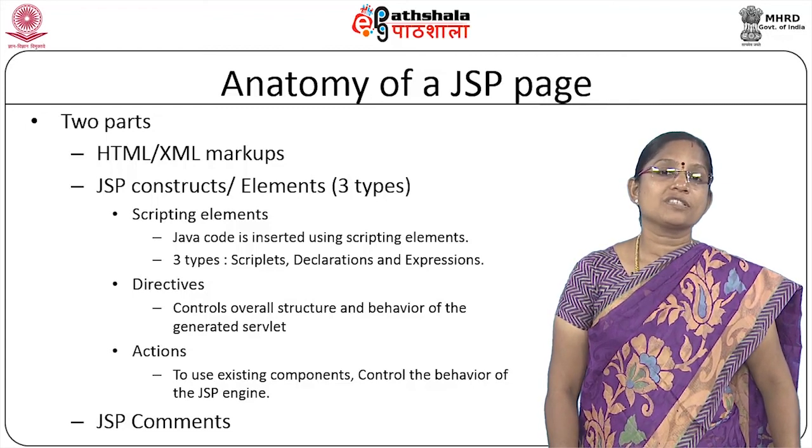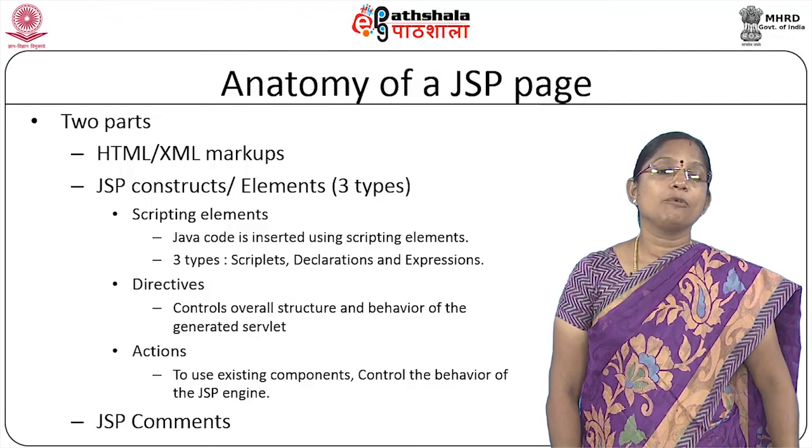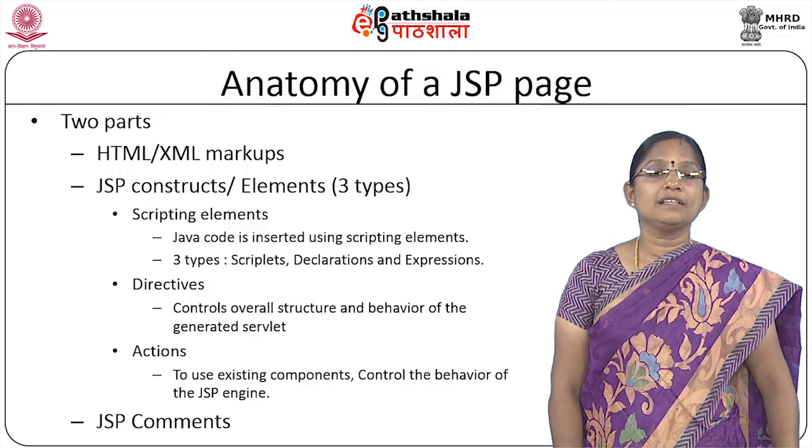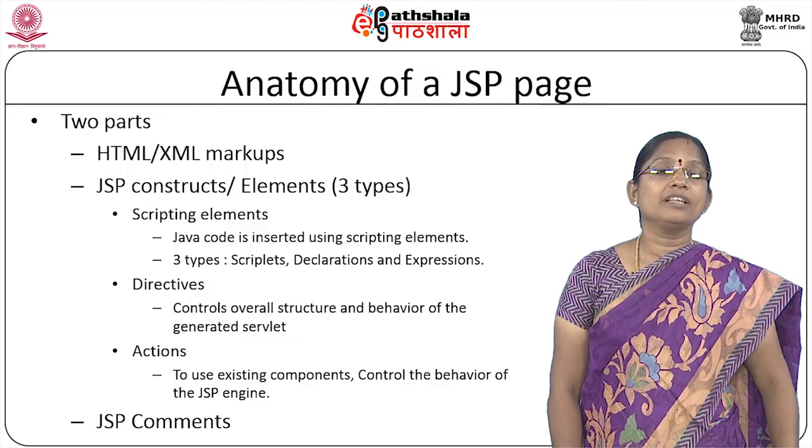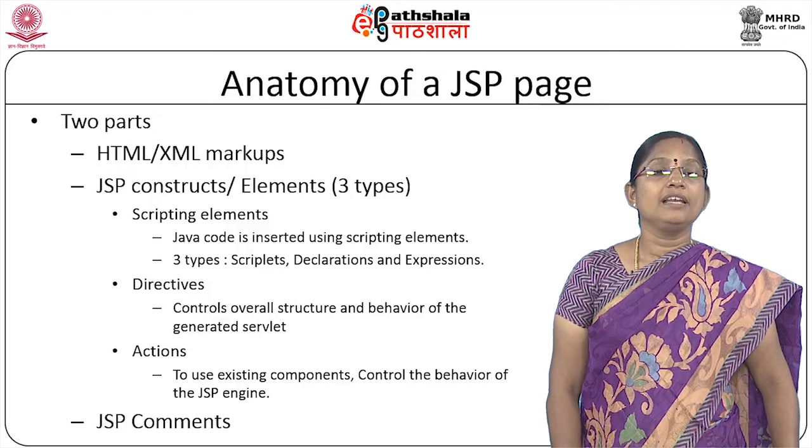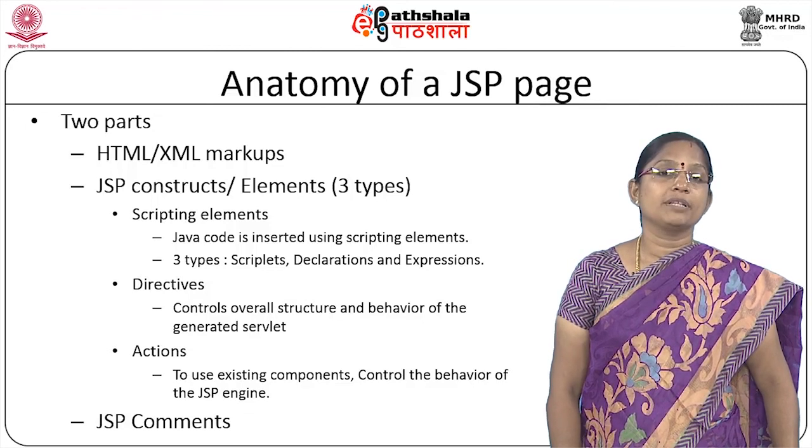This JSP construct can be of three types. In a JSP page we can use three types of constructs: either a scripting element, directives or actions. In a scripting element, Java code is inserted using scripting elements. A directive controls the overall structure and behavior of the generated servlet. An action construct controls the behavior of the JSP engine. In scripting elements, later we will see three types: scriptlets, declarations and expressions. Apart from these three types of JSP construct, there is one more thing available in JSP, which is called JSP comments. Let us go through all of these elements one by one.